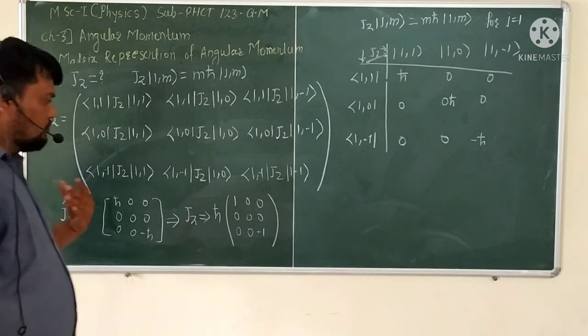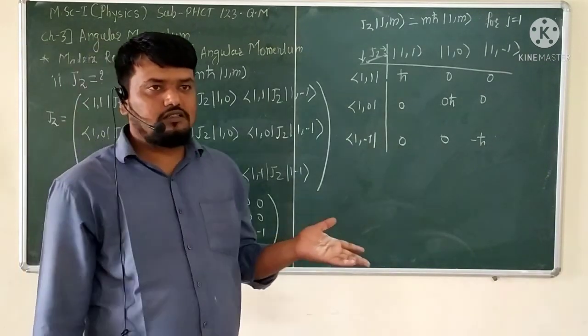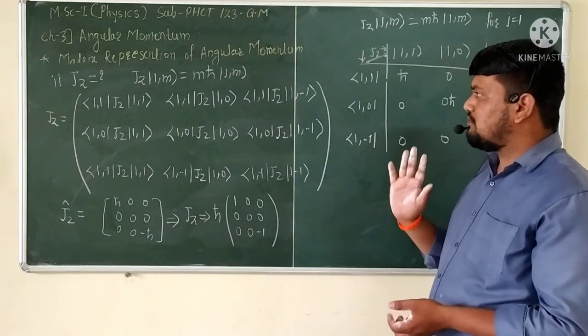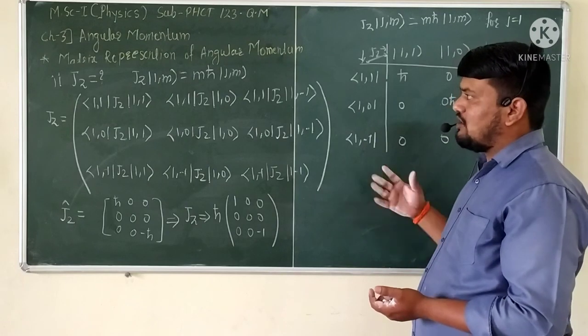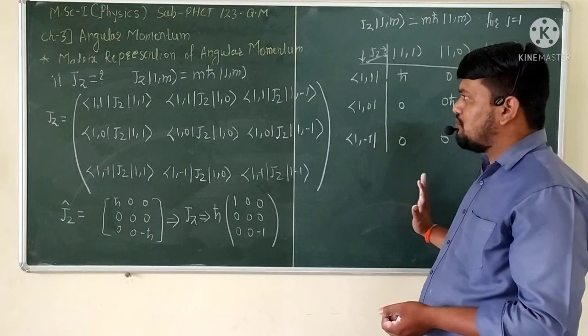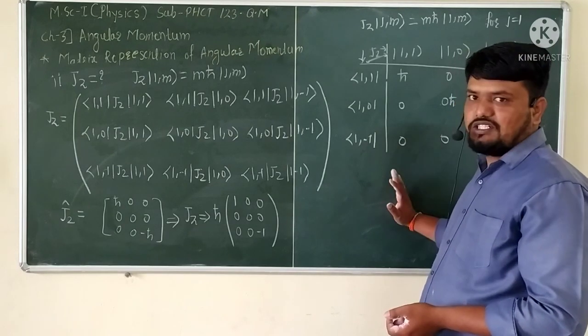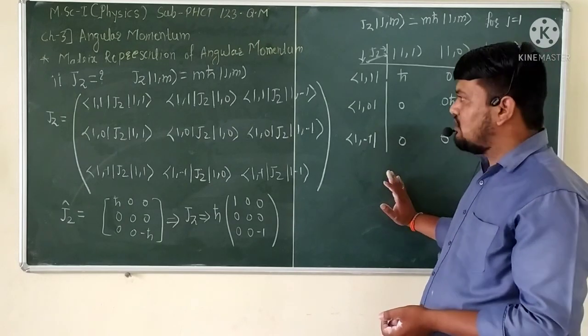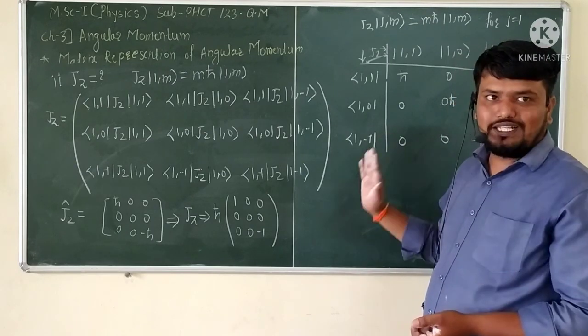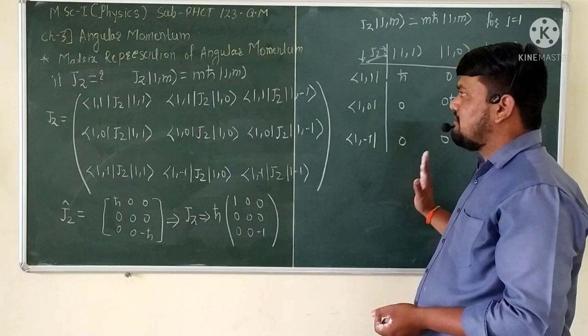Now, in the next lecture, we want to see how the matrix representations of J plus, J minus, Jx and Jy are obtained, and what the eigenvalue and eigenstate relations of these are. Using this eigenstate relation and eigenvalue equation, we want to calculate the matrix representation of Jx, Jy, and J plus and minus.